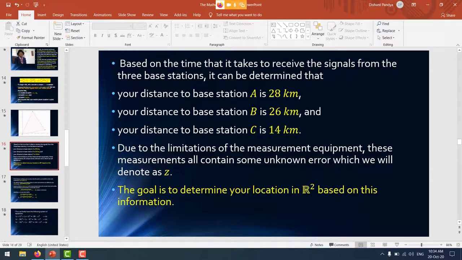So now the next thing is, based upon the time it takes to receive the signals from these three base stations, it can be determined that when you are referring to base station A, the distance is around 28 kilometers. This can be easily achieved when you have a device and a base station, say, for example, one satellite, and it sends some signal. Based upon the time it takes, and since we know the speed of light, nearly 300,000 km/s, you can easily calculate the distance. So base station A is 28 km from our location, base station B is 26 km, and base station C is 14 km.